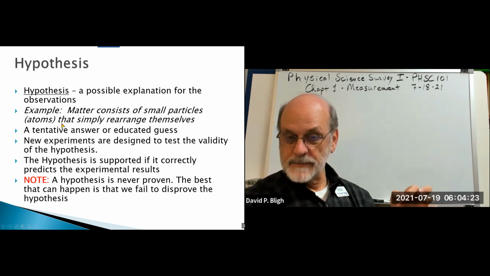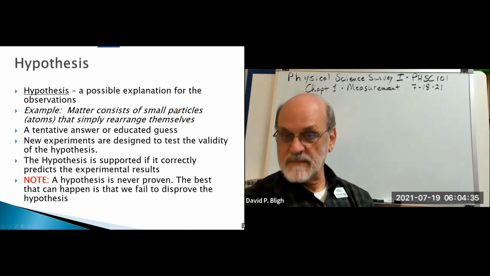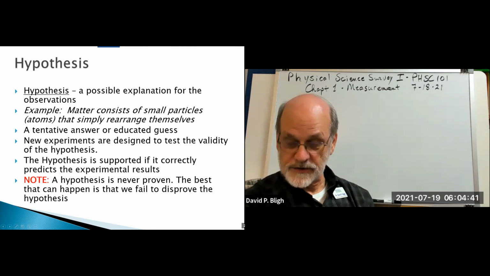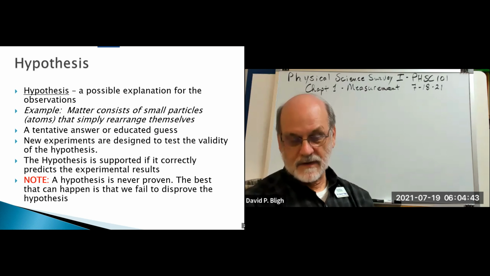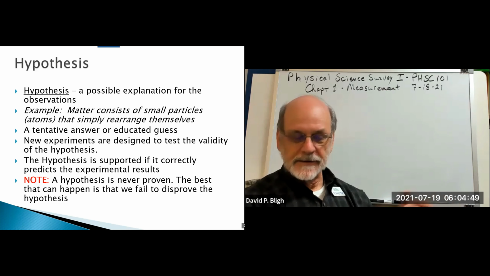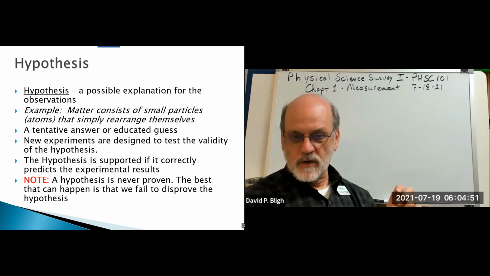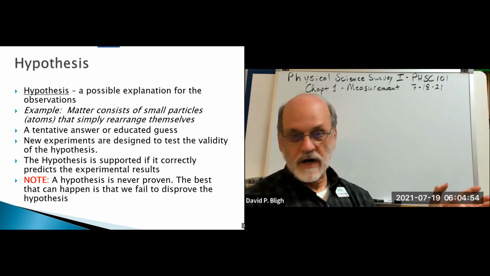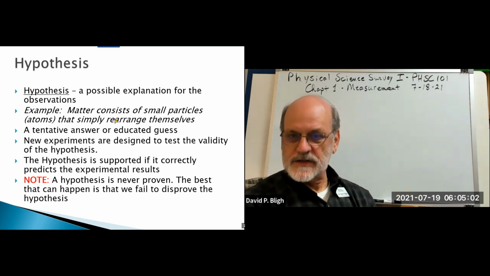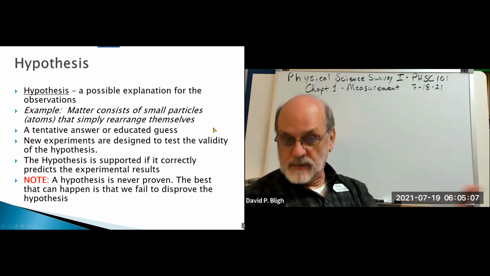Then you have to say, all right, if that's true, how do I test it? How do I test that matter is made of small particles? Well, do I have an instrument that can look into a substance and see the atoms? Yeah, we do now. We can, in some cases, actually see the atoms. But if this were 100 years ago or 150 years ago, no, you couldn't. You need to come up with some other way to prove that matter consists of small particles. Okay, so that's a possible hypothesis.